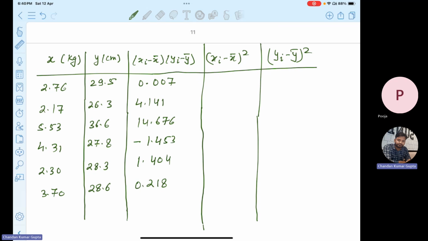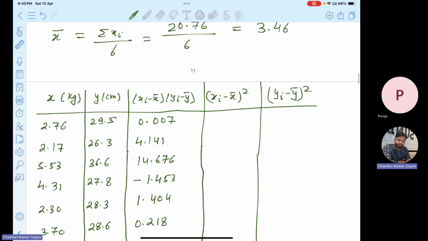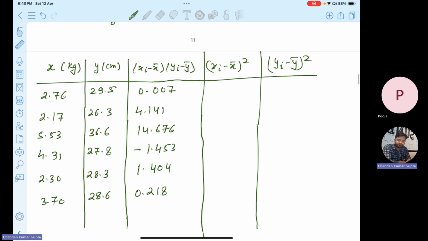So it is 2.76 minus 3.46, so it's 0.49, then 1.664, then 4.285, and then 0.722, 1.346, and then 0.058. Okay, so we calculate the xi minus x bar whole square and xi minus x bar into yi minus y bar.